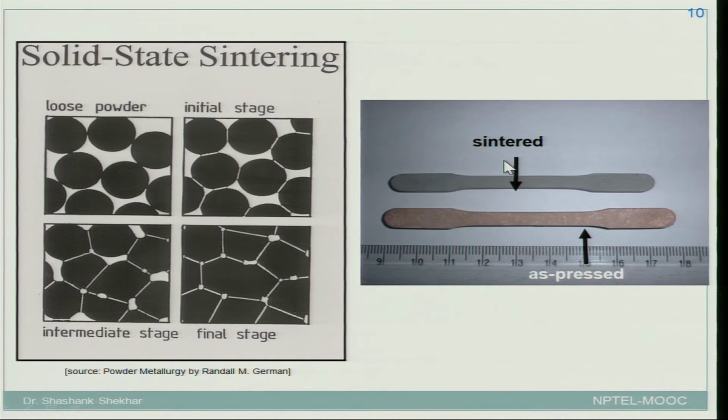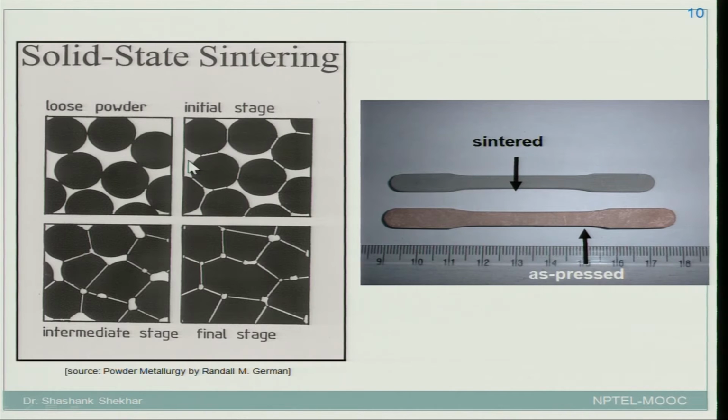Now in powder metallurgy processes, you may have heard that it is a near net shape, but do you know that if you take a consolidated material or a component, so let us say we have a die which made a dog bone like this. Now if you sinter it, its size actually reduces.